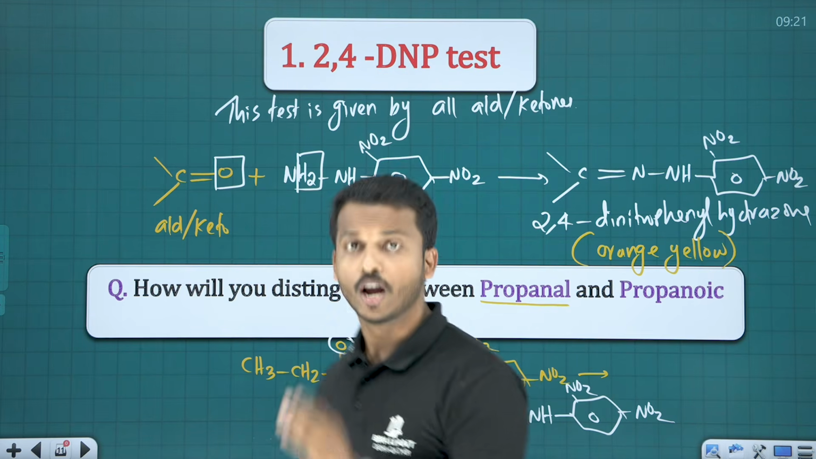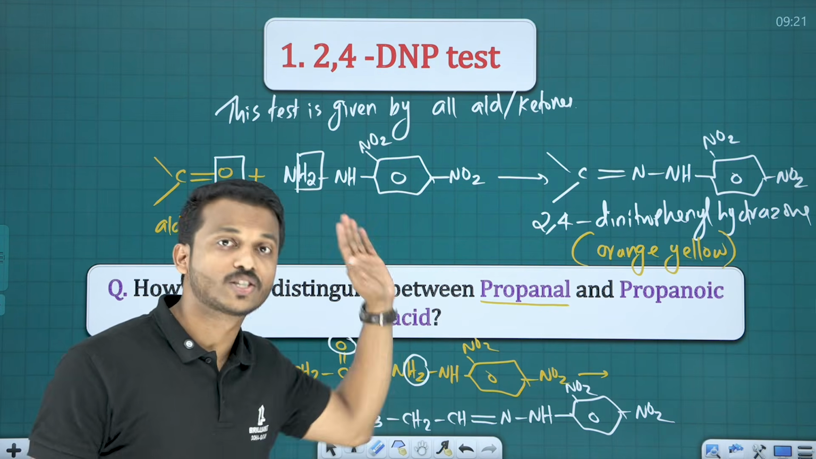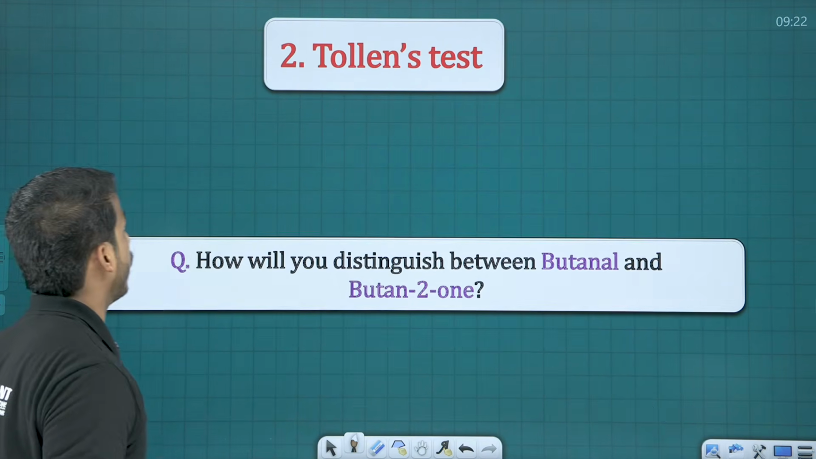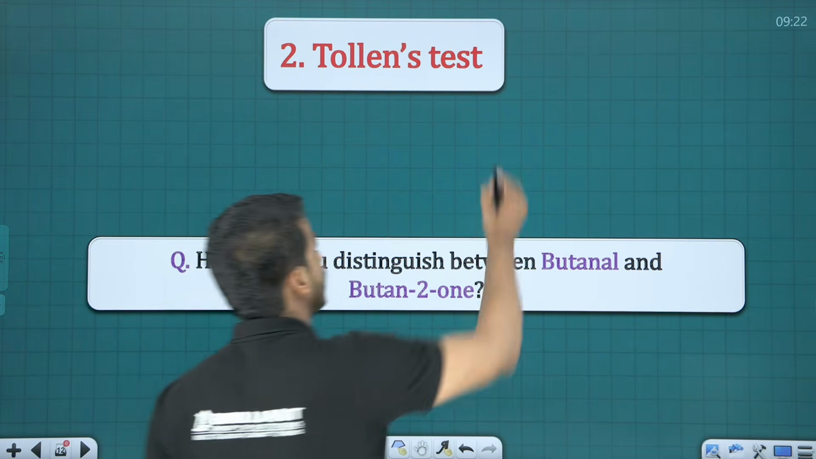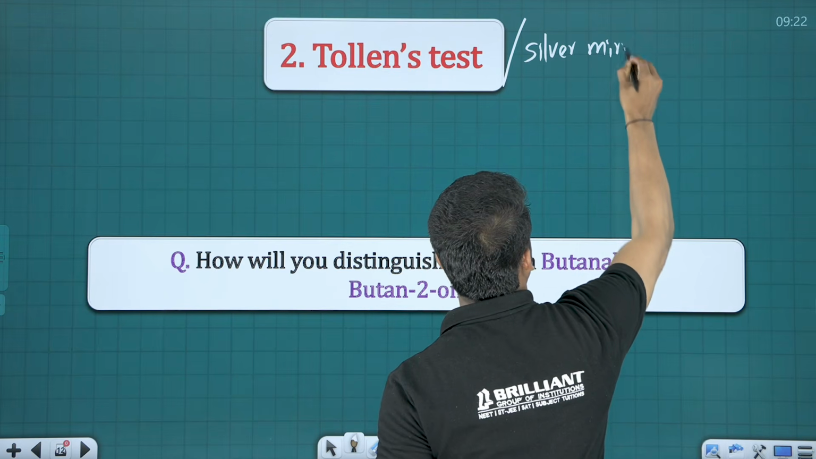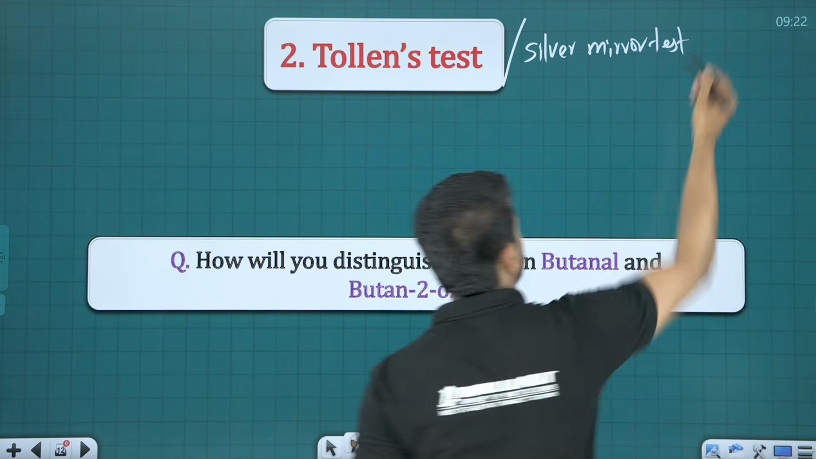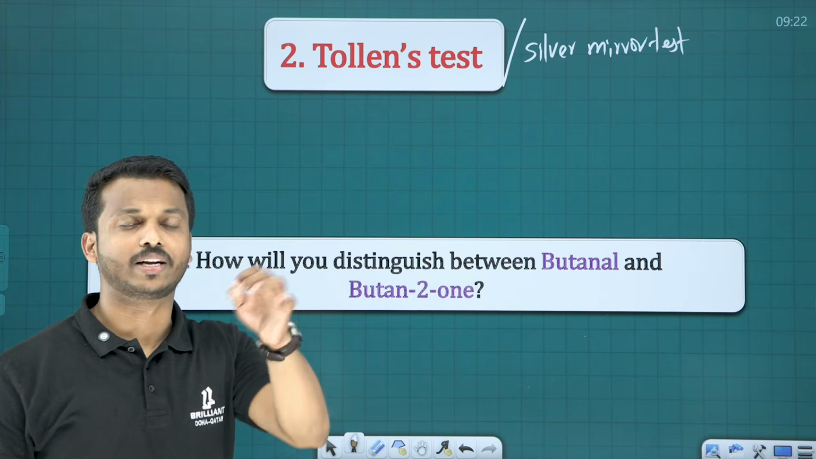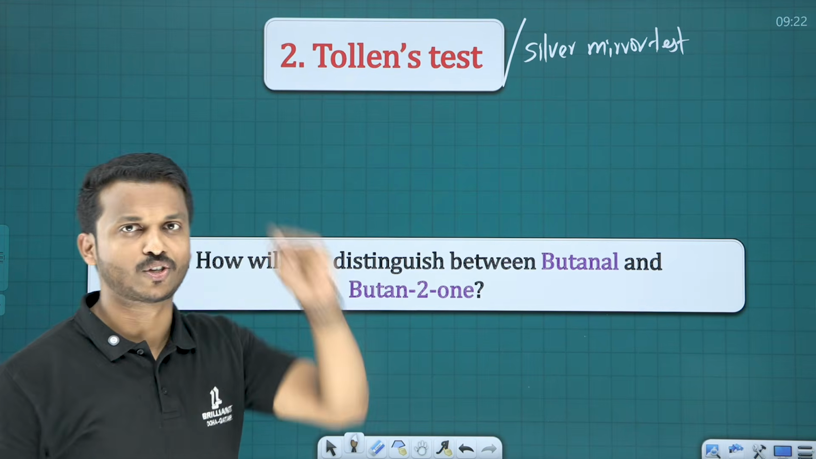The 2,4-DNP test is given by all aldehydes and ketones. Study the reaction here. Okay, next one, Tollens test. Tollens test is also known as the silver mirror test. What is Tollens reagent first of all?